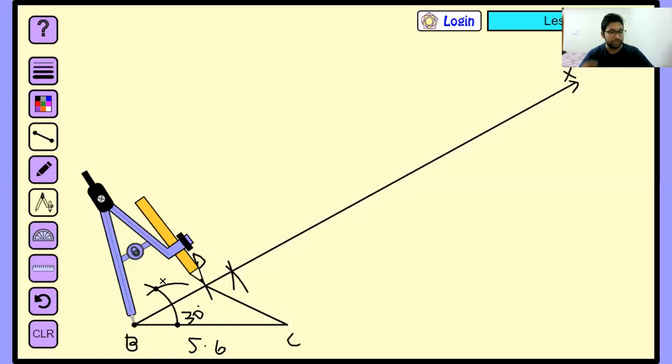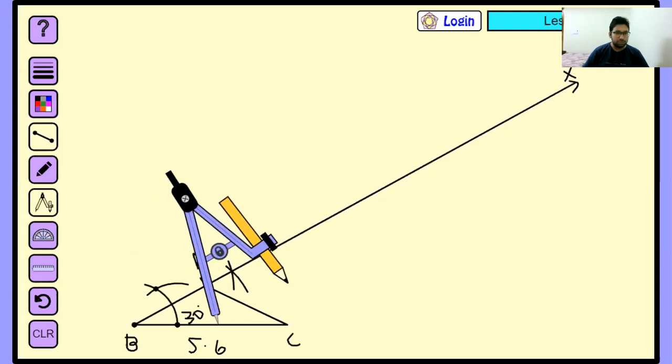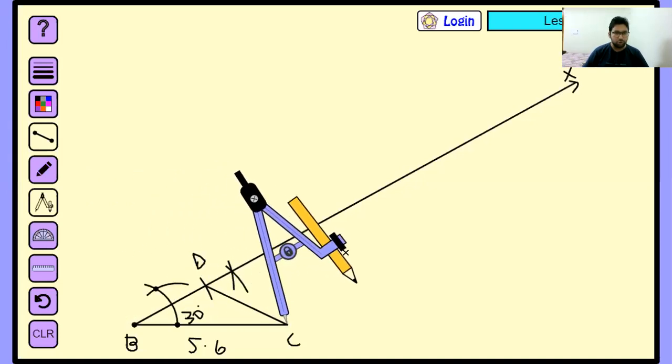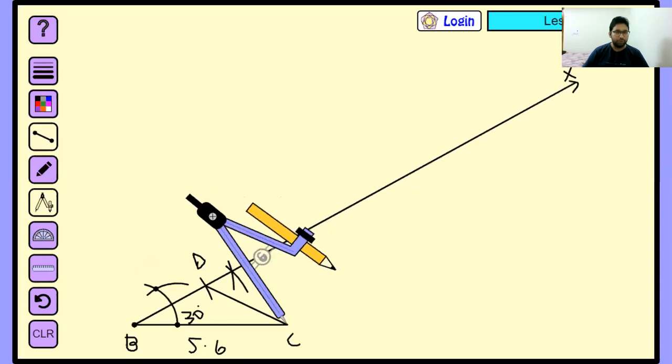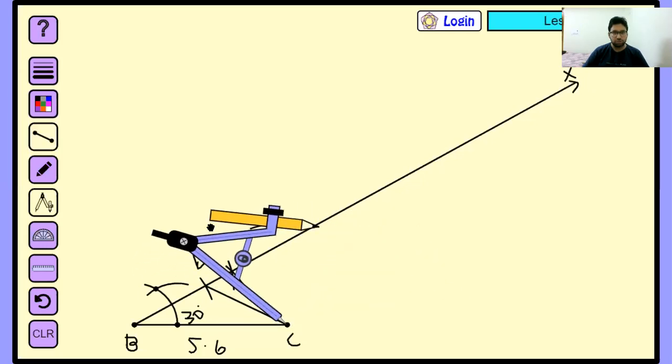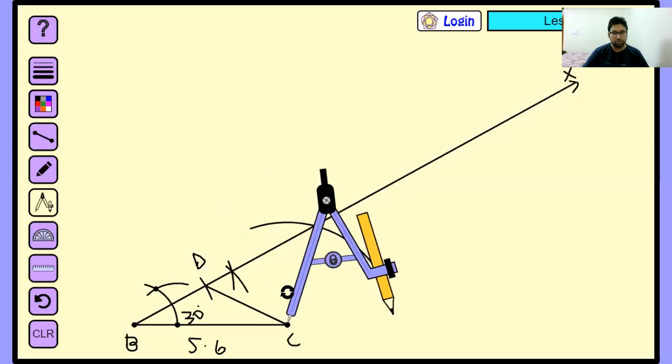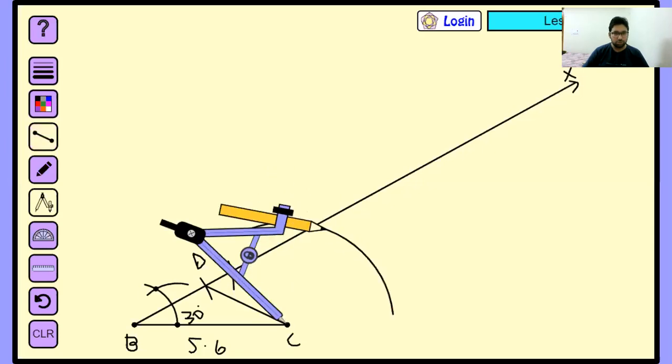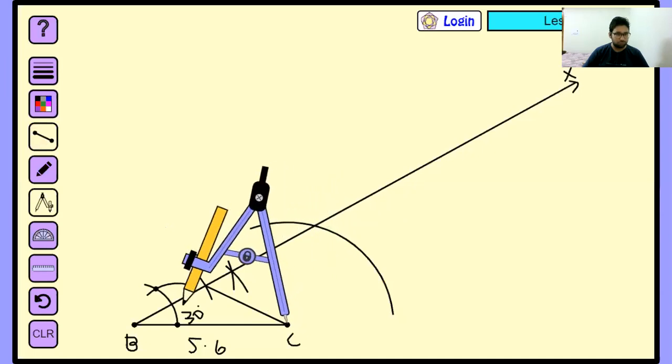Okay. Now class, the concept is to draw its perpendicular bisector. For that, what do we do? We open the compass more than half. So let me open it like this. I think it will work in our case. Let me take the first arc here, and that side also one, yes, from C to D.